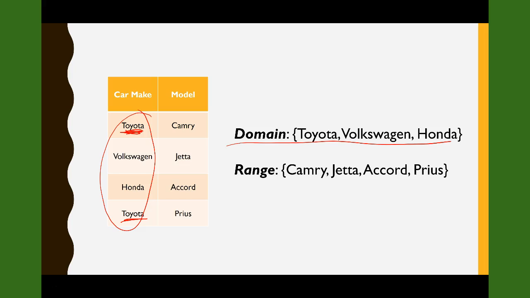Now similarly, our range, remember, is the set of outputs. So in this case, our range are these ones on the right column, which are Camry, Jetta, Accord, and Prius. And that's it. That's how we write domain and range. Now let's see another example.